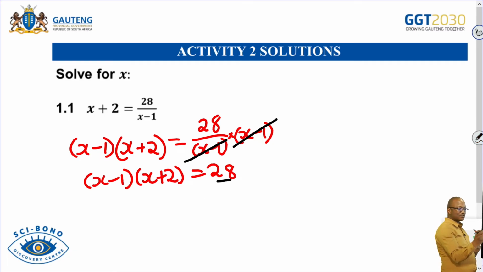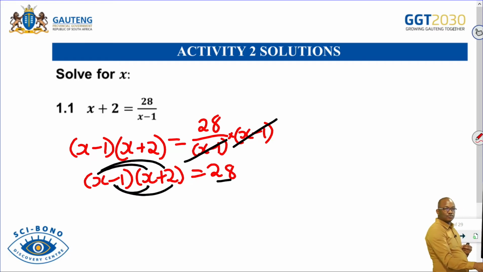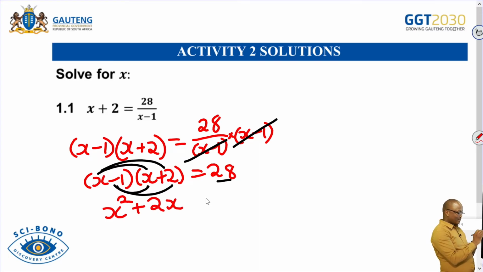Then because this is not equal to 0, we have to expand our brackets. By expanding our bracket, x will multiply x and x will multiply 2. Negative 1 multiplied by x, negative 1 multiplied by 2. Then we're going to have x squared plus 2x. x multiplied by negative 1 is negative x. Negative multiplied by positive is negative 2. It's equal to 28.